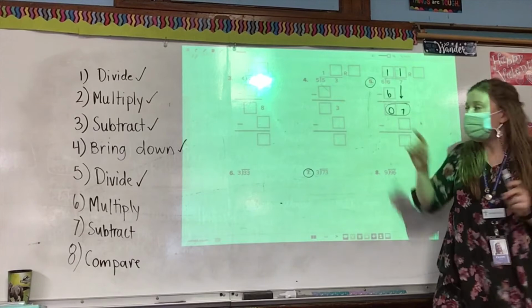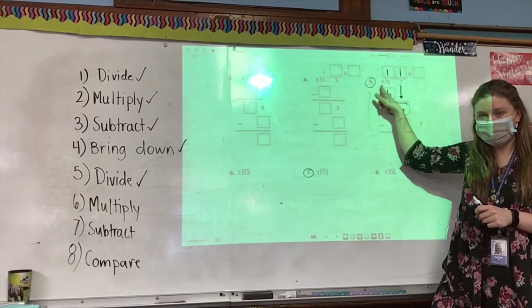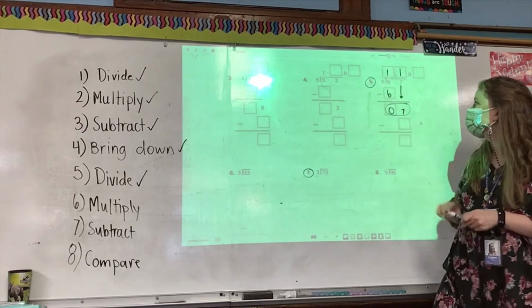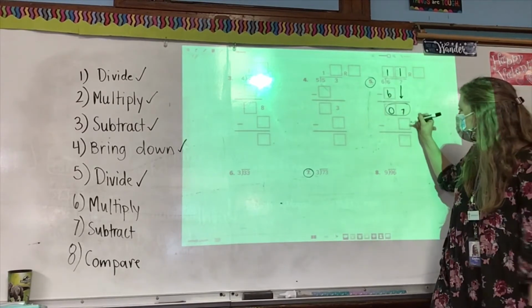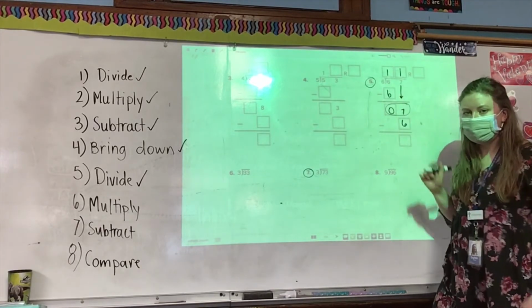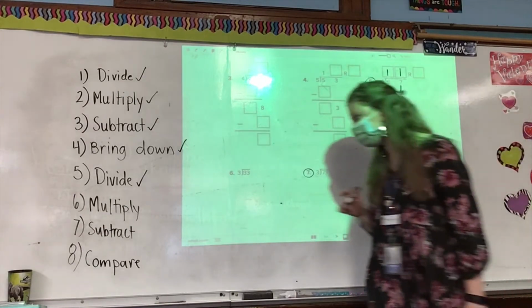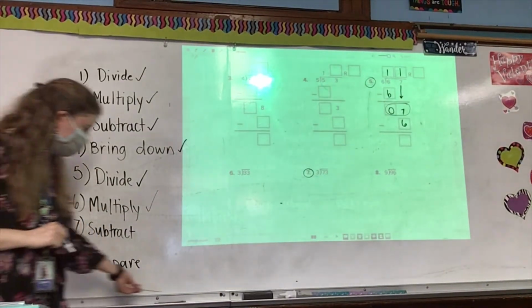So we know our divisor 6. Smith, what is the digit we just got? 1. So the digit we just got, 1, times our divisor 6 equals 6, and I'm lining it up so that I don't make a silly mistake. So we just multiplied. Next we do what, Kingston?